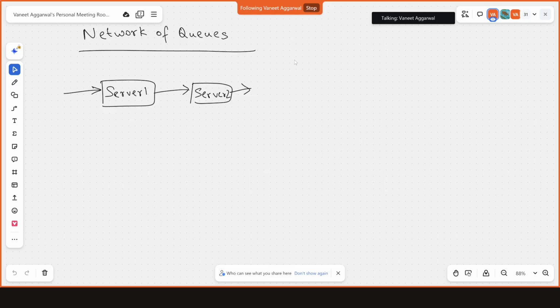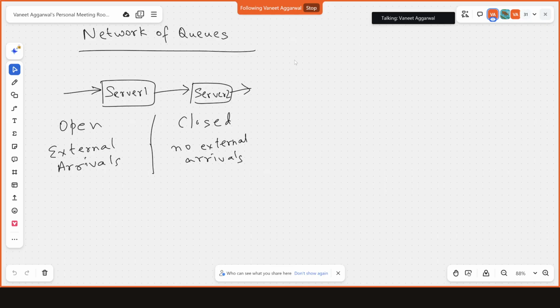So we classify network of queues in two categories. One is open system, and other is closed system. Open system is where there are external arrivals. There has to be external arrivals to the system. In a closed system, everything remains inside. They just keep cycling between the different servers and never exit. So this is no external arrivals. For the purpose of this course, we will only be working with open queuing systems.